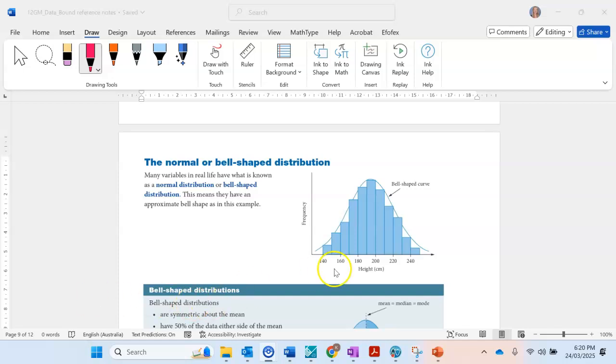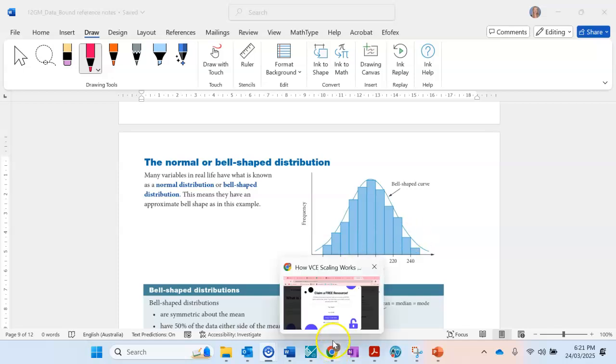So basically, if we have a look at this graph here, it is a histogram and it's symmetrical. So the normal distribution is symmetrical. It's completely symmetrical. It's not going to be skewed. It is very hard in real life to have data that is completely symmetrical, but a good example is your ATAR scores or your study scores as well.